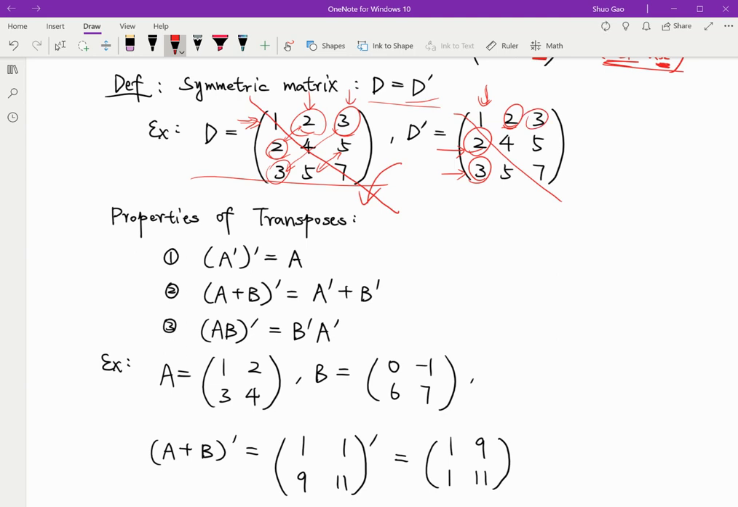But we can see that the resulting matrix D prime is the same as the matrix D. Because when you do the flip, the upper part and the lower part are symmetric to each other, so you don't change the original matrix. So D prime is just D.